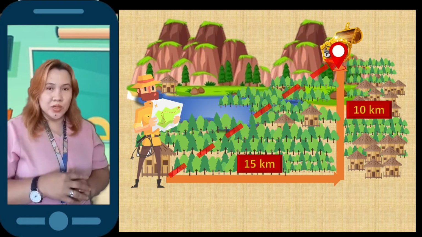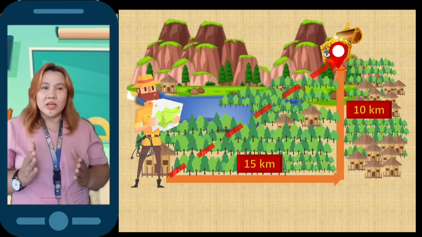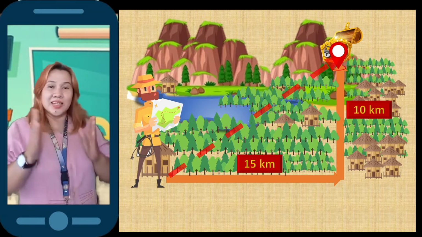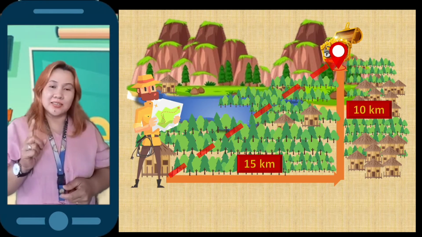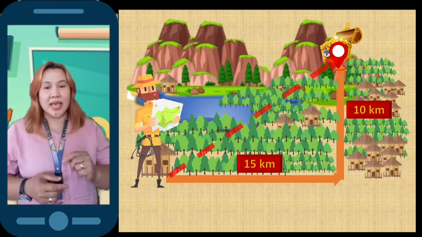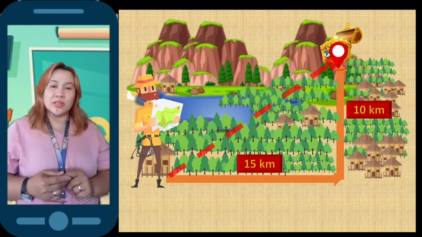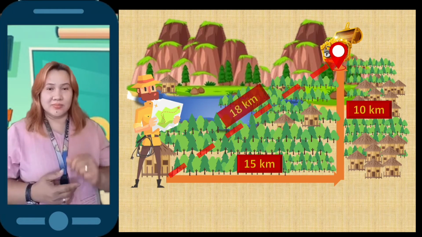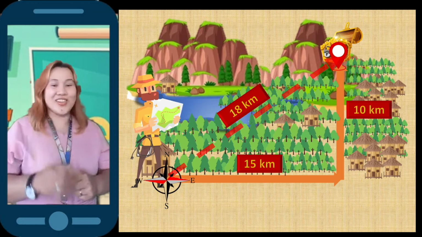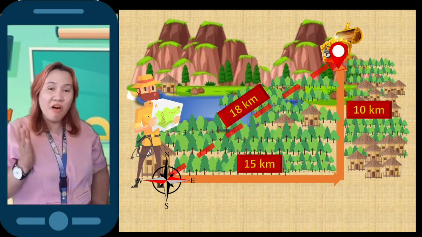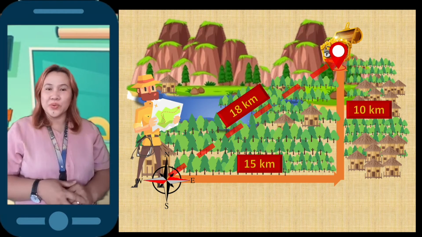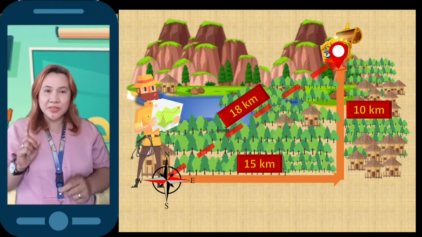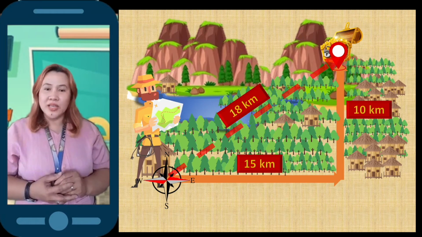So now, what is the distance you have to travel if you want to get a chest of gold if you take this path? The length of the path is 15 kilometers and 10 kilometers long. So we can say that the distance you have to travel is 25 kilometers long. What about the other path? Correct! It's 18 kilometers long. If I ask you how far is your house from the treasure, you may say 25 kilometers or 18 kilometers, depending on the path you take.